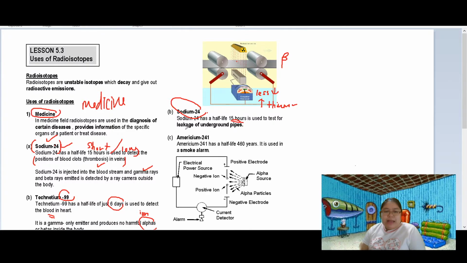Okay, this one is testing leakage of an underground pipe. So that means they want to detect the water. Water you want to drink, is it? So it cannot stay longer in your body. They also cannot stay under the ground. Under the ground here got so many plants, is it? Then also got soil. So from here, they must use a short half-life, so it disappears faster. Okay, so another use of sodium, to detect the leakage of the underground pipe. Okay, under the ground, the pipe. Okay, how do they detect? Okay, let's see the diagram.